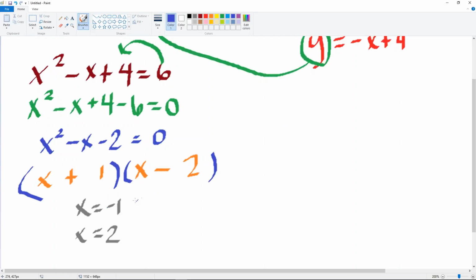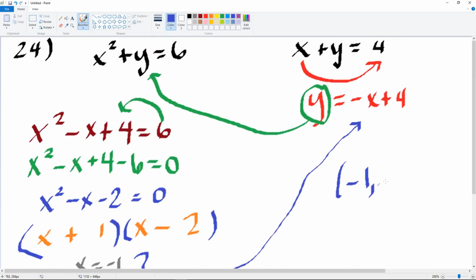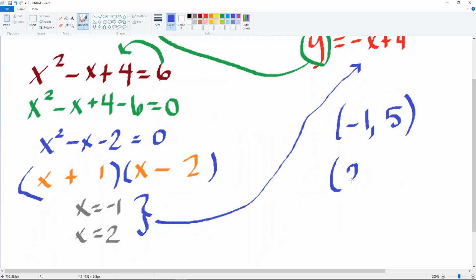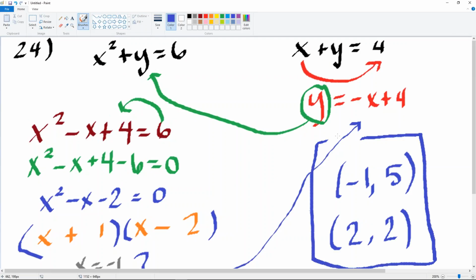And then you just plug them back in to get y. So when x was equal to negative 1, what do you get for y? That's going to be 5. Right. And when x was equal to positive 2, what are you going to get? 2. Right. That's your answer. Those are your answers, right?